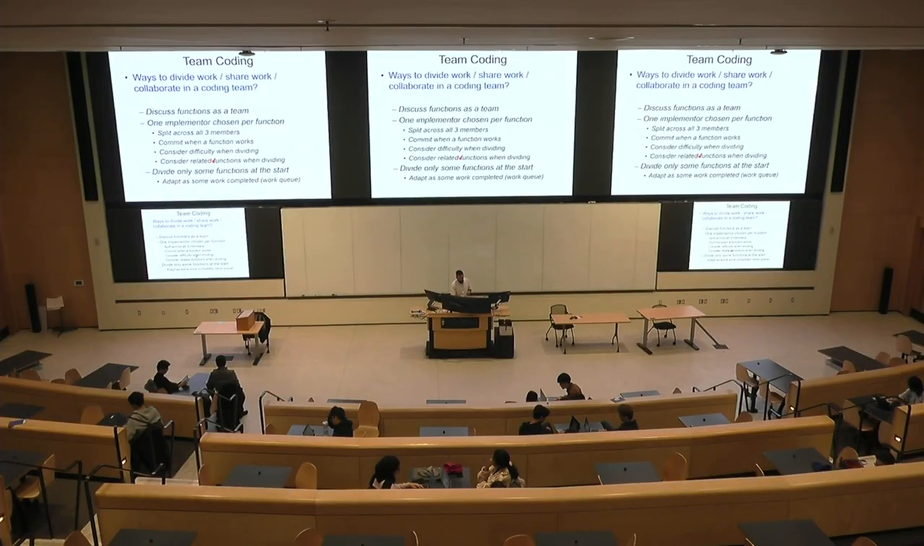So go over all of these functions. Look at how you can group the related functions together. For example, functions that are related to street segments will go under one implementer. Functions that talk about OSM IDs, for example, are probably a different implementation and can go to another person. So split all of these across the 3 members.